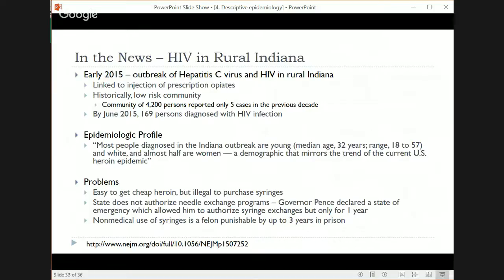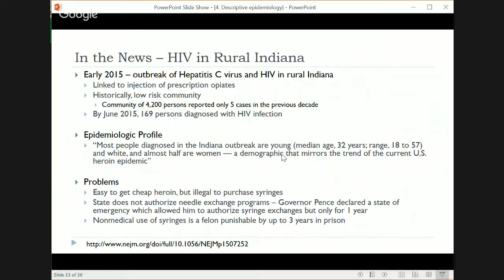So who lives here? What's the descriptive profile of these people? Most people diagnosed in the Indiana outbreak were young. The median age was 32 years, ranging from 18 to 57, and white. Almost half of these 169 cases were women. So this demographic sort of mirrors the trend in the current US heroin epidemic. So in 2 weeks, I think we'll talk about the heroin epidemic.